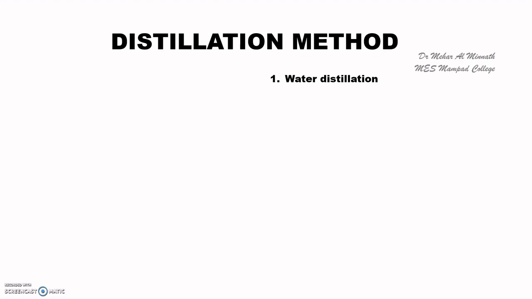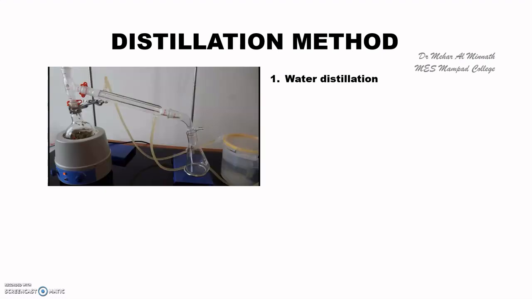Now here, let us first discuss water distillation. The apparatus or the setup for water distillation is like this. You have a heating mantle here. This is the RB flask in which you take the plant material. This is the adapter. This is the condenser. And this is the collector conical flask in which you collect the distillate. So this is the simplest way of setting up the apparatus for water distillation.